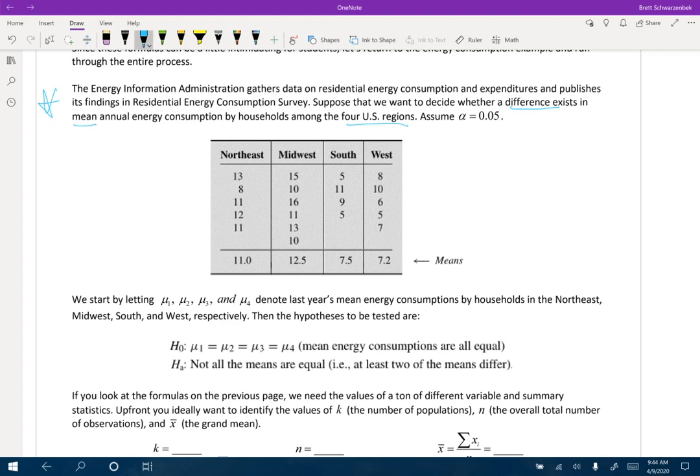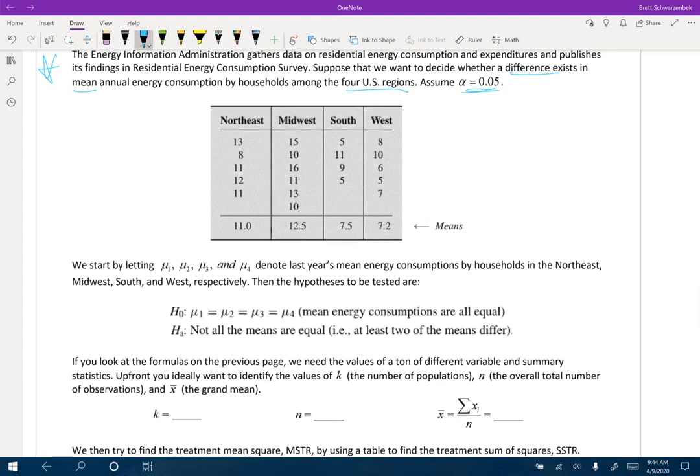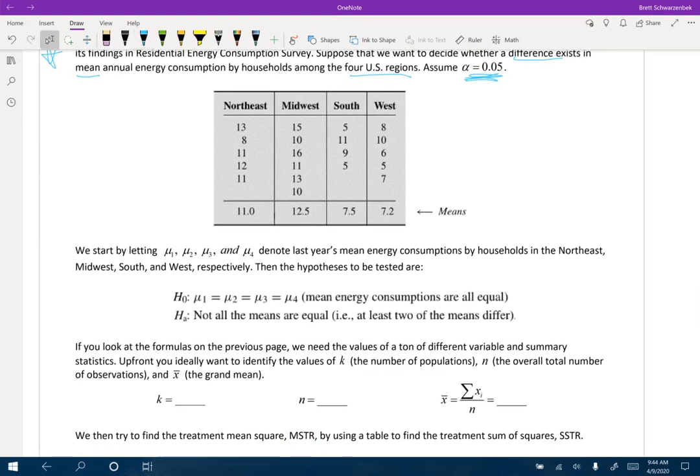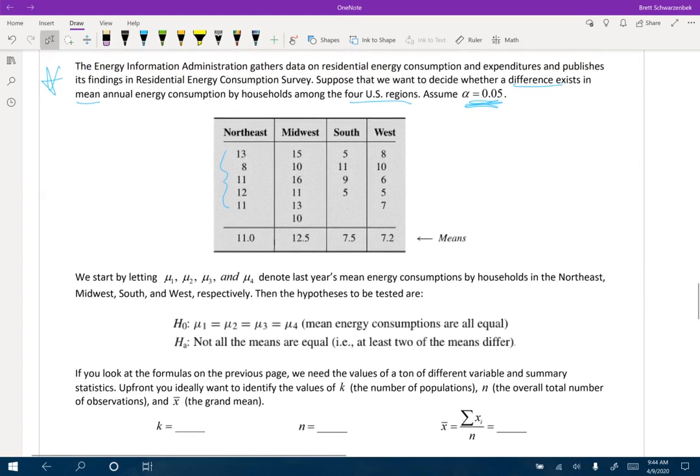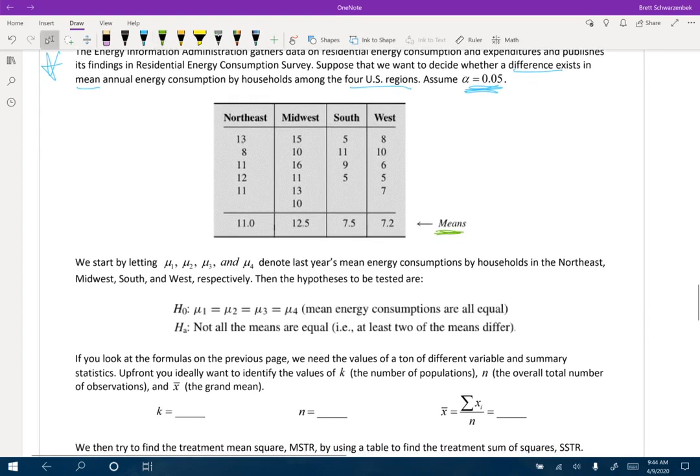Okay, so let's talk about that. Notice they do give you an alpha again, same as always. Let's look at our data. We have the household energy consumption values for each of the regions. You'll see that we have 5 for the Northeast, 6 for the Midwest, 4 for the South, and 5 for the West. I've also calculated the means for each of the regions. So 11 is the mean of these, 12.5 is the mean of these, and so forth. So we already have some values of importance here, so we are good to go.